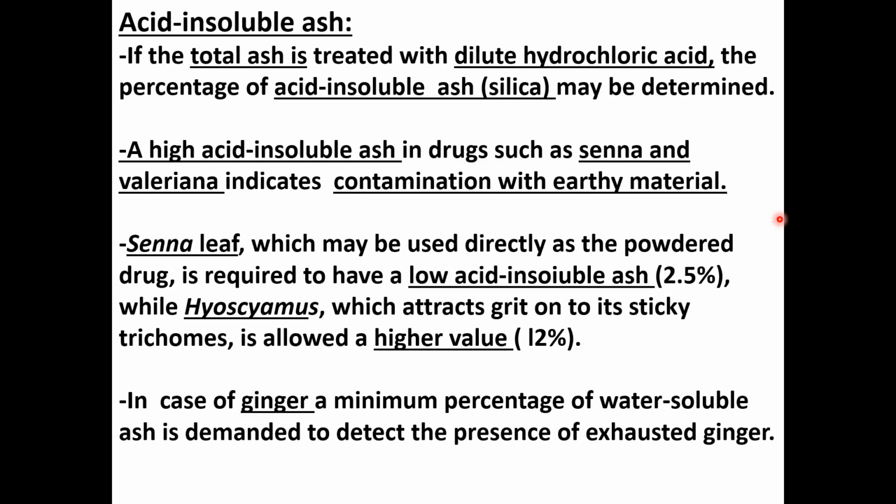Acid insoluble ash: if the total ash is treated with dilute HCl, the insoluble residue is called acid insoluble ash. High acid insoluble ash indicates contamination with earthy material, silica and silicates. Some drugs contain a small amount of acid insoluble ash, such as senna, for example, 2.5%. However, some may contain a high level, such as digitalis, which contains about 12% acid insoluble ash, because the gritty or sticky trichomes attract dust particles because of their stickiness.